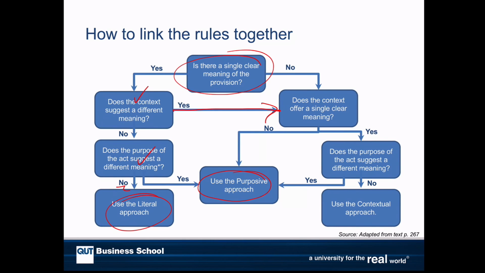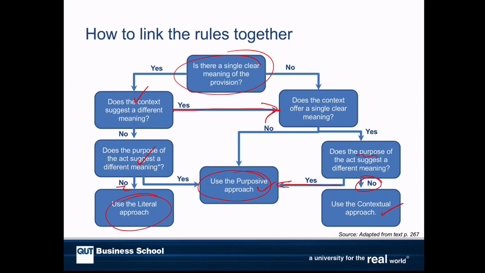Can we base it on the purpose? If the context does offer a clear single meaning, does the purpose suggest a different meaning? No. Okay, so here we're saying there's no conflict between the purpose and context. If so, we use the contextual approach. If there is a conflict, if the purpose suggests a different meaning, we use the purposive approach.